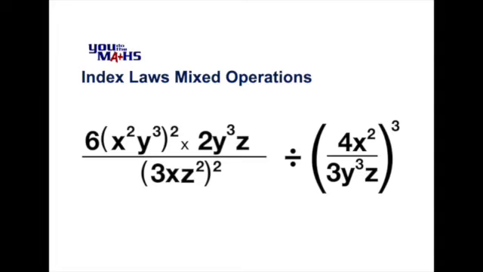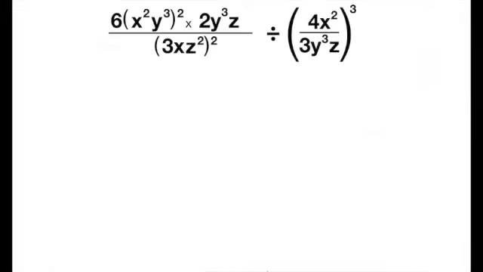In this problem, we're going to simplify this using a number of index laws based on a series of operations. Now we can see here in our first fraction that we've got the operation multiplication between two algebraic terms, and we've got a division between two fractions. So they're two key operations that we're going to use, as well as using the law about indices outside next to brackets.